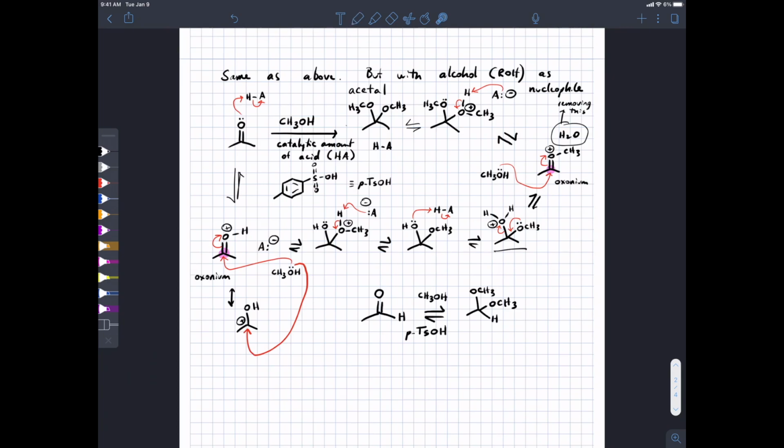And even if we don't say in this reaction, oh, by the way, we're removing water and using a large excess of alcohol, that's okay. We're assuming that you're doing that to give you the acetal. Okay. Couple other things about this reaction.